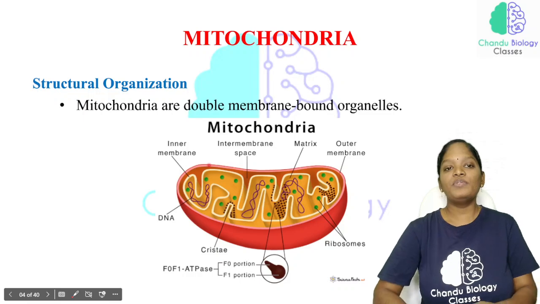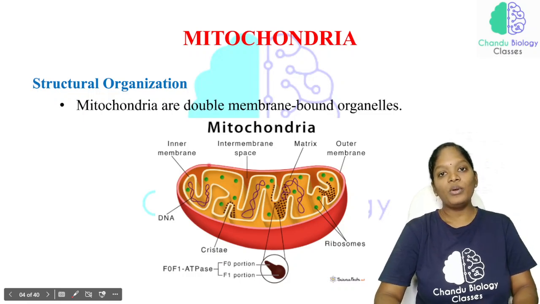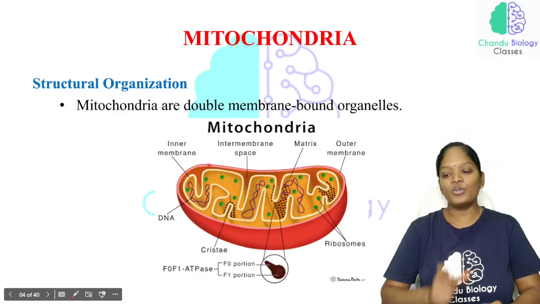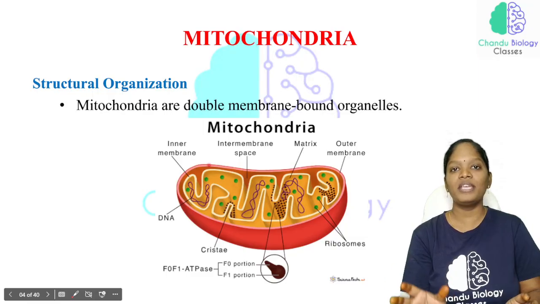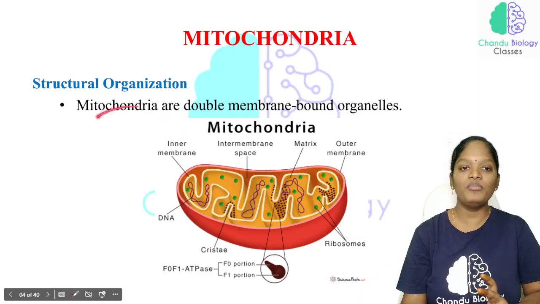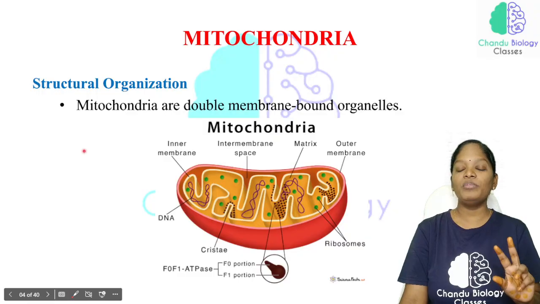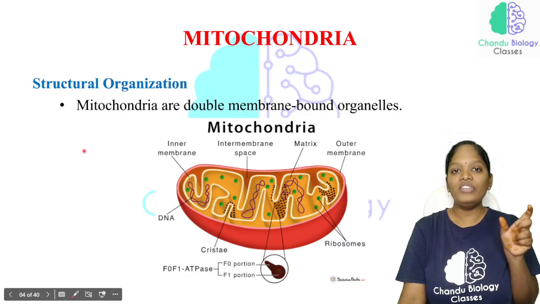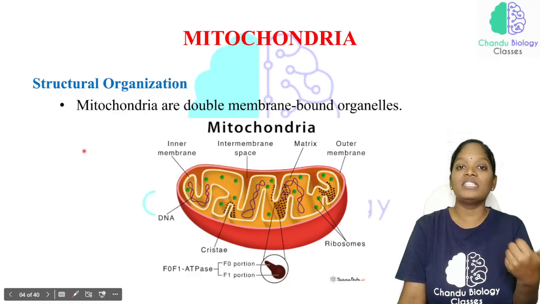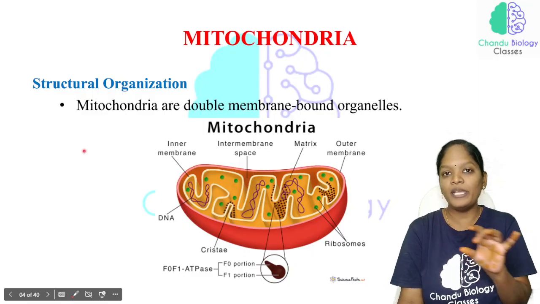So see here, this will be the structural organization of mitochondria. What will be the structure of the mitochondria? You should know that it is a cell organelle which is present inside the cell. This is a basic understanding. The second step is, as this is an organelle, you should know whether it is a membrane bound organelle or non-membrane bound organelle. If it is membrane bound, whether it is a single membrane bound organelle or double membrane bound organelle. These are all important things.